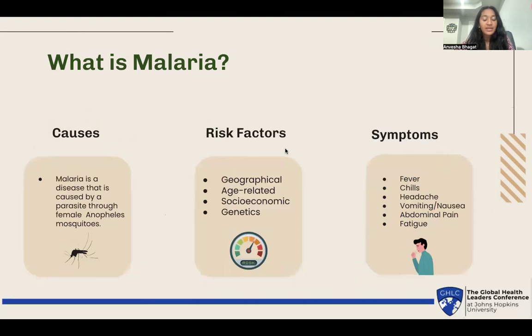So, what is malaria? Malaria is a life-threatening disease caused by parasites. It spreads through the bites of infective female Anopheles mosquitoes, which are often active during the dusk and the dawn. Some risk factors include living in tropical and subtropical climates, much like Africa, being a child under 5 or a pregnant woman, and genetic and socioeconomic factors also play a role, as people in rural areas often don't have access to prevention or treatment. The symptoms can seem much like the flu, for example, fever, chills, headaches, vomiting, abdominal pain, and fatigue, but when it's untreated, malaria can quickly become severe or even fatal.